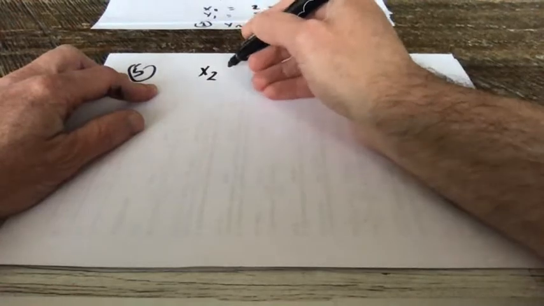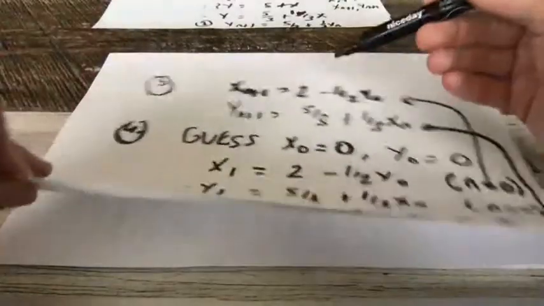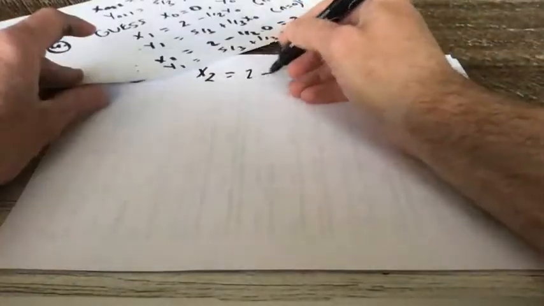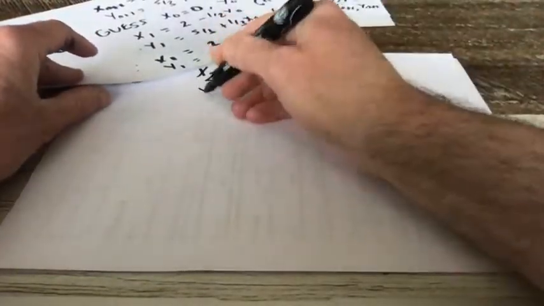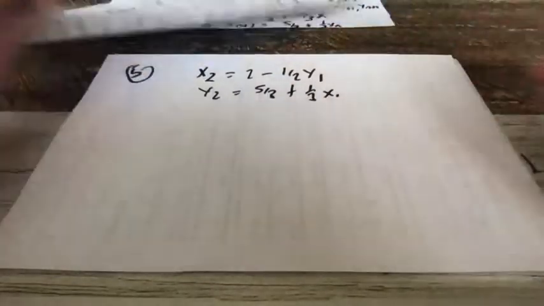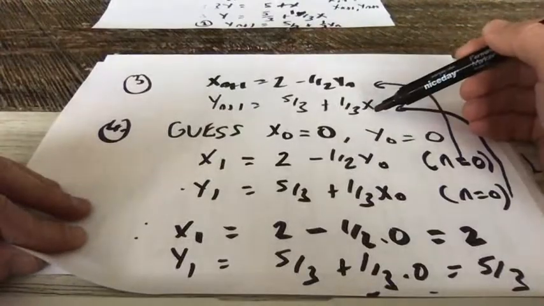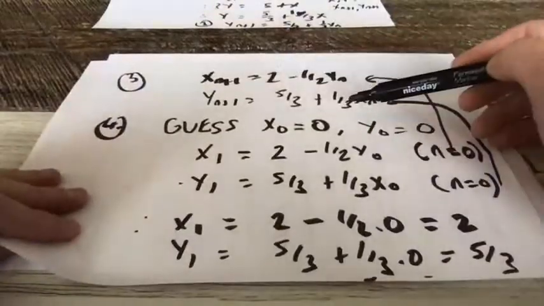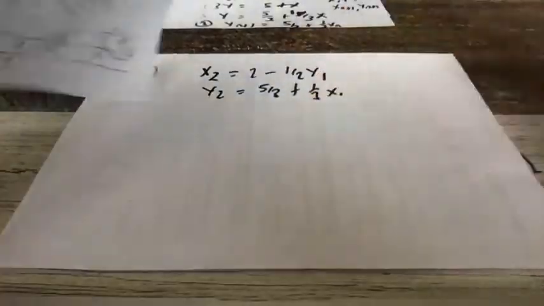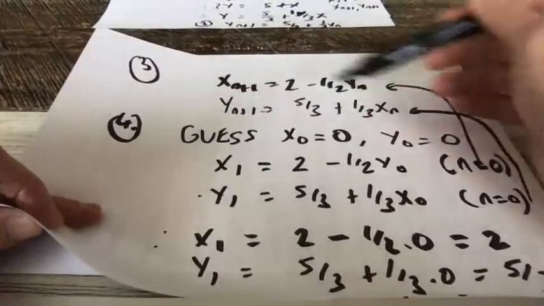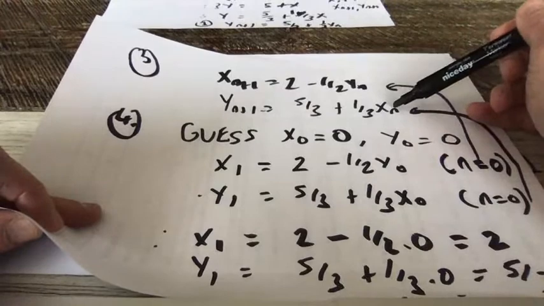So now let's look at the second iteration. Now this is x1 and y1. So now I want to get x2. If I go back to my formula here, x2 is equal to 2 minus a half y1, and y2 is 5 over 3 plus 1 over 3 x1. So what I've done here, folks, is gone to my general formula and replaced n by 1. Basically, my new value for x is 2 minus a half my old value for y, and my new value for y is 5 over 3 plus 1 over 3 the old value for x.